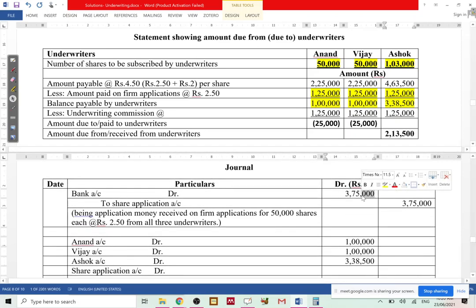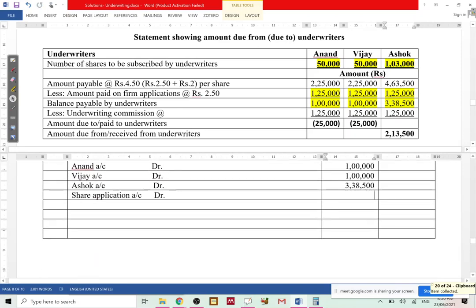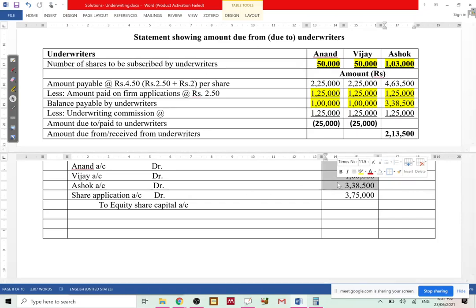This amount that was paid by the underwriters, this also we are transferring to equity share capital account. So what is the logic? Basically, these first three are the amounts that are yet to come in as share capital, right? We are raising capital. So Anand, Vijay and Ashok will pay this money. That's why we have written their names because they're still debtors.